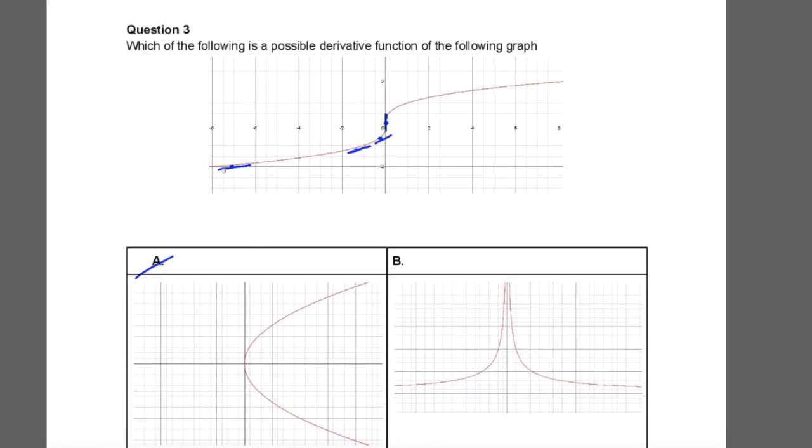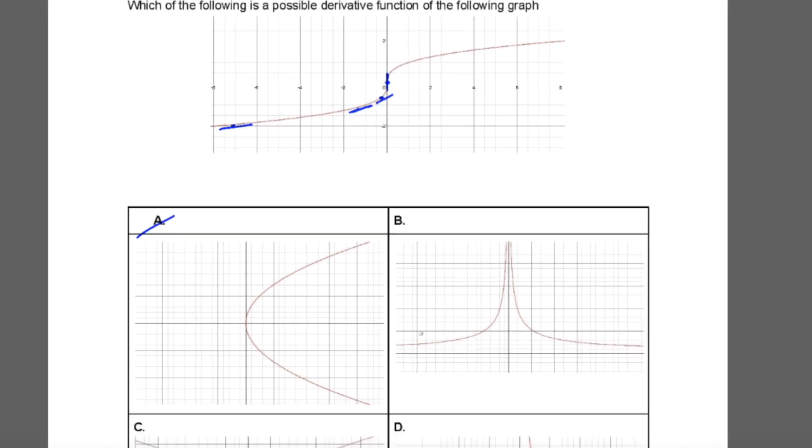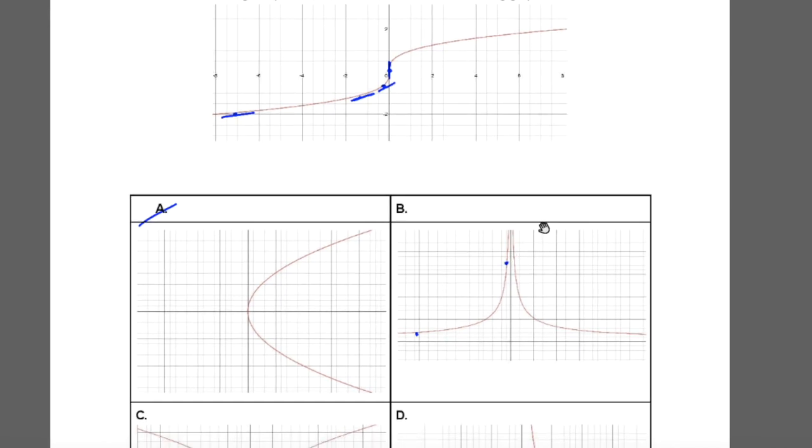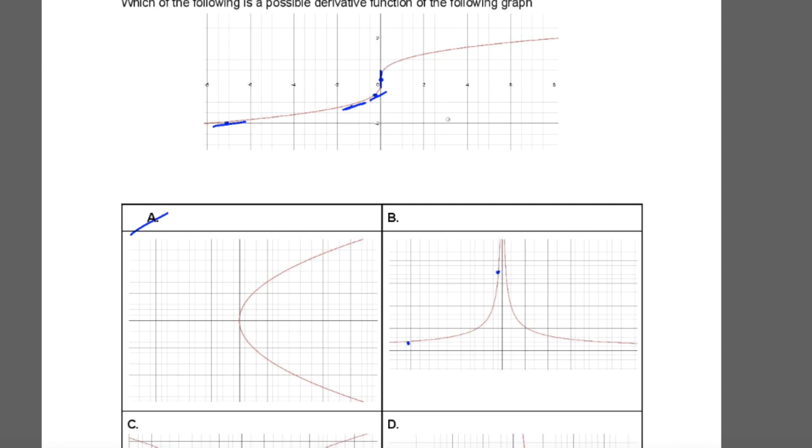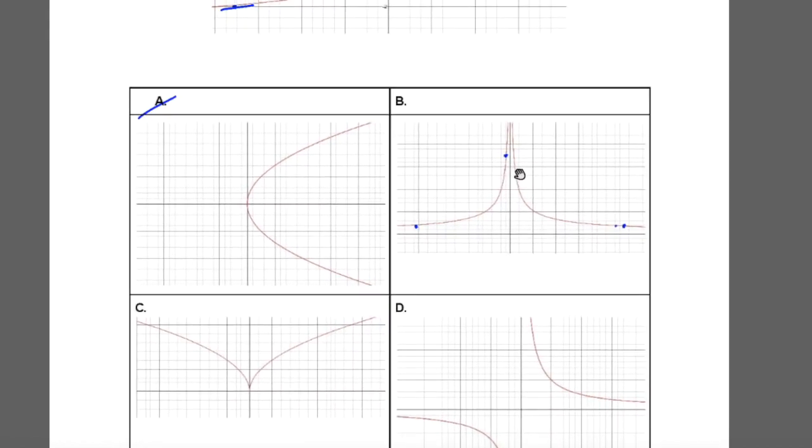Well, when x values are large and negative, we have a small gradient, so this here seems to be a possible option, because when x values are large and negative we've got a small gradient, and as the x values get closer to 0, we get larger gradient, so that seems like a possible option. And the same applies on the other side here. When we have large positive x values, we have a small gradient, so that seems to follow. Let's see, why can't it be these other ones?